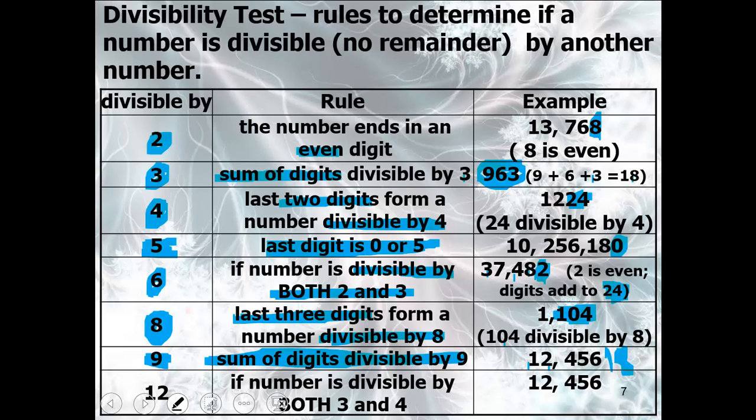And this last one down here, it's divisible by 12, if the number is divisible by both 3 and 4. So you have to use 2 divisibility tests. So I'm going to add up my digits. I did that. It's 18. 18 is divisible by 3, so we know 3 works. And then to see if it's divisible by 4, I'm going to concentrate on the last 2 digits, 56, and 56 is divisible by 4. So 12,456 is divisible by 12. Why? Because it's divisible by 3 and it's divisible by 4.